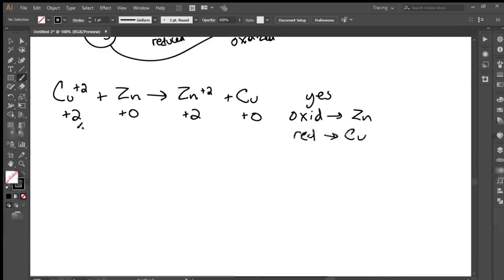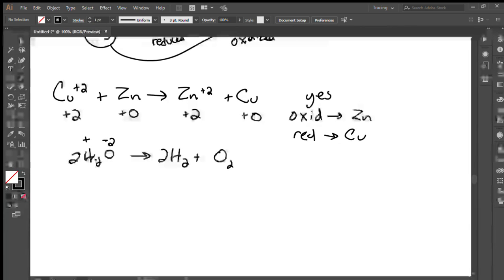Okay, let's look at the next one. 2H2O is decomposed to 2 hydrogen gas plus oxygen gas. Okay, let's look at this one. So we know oxygen has a -2 oxidation number because, treating it like an ion, it's in the 6th column, and so it wants to gain 2 electrons. Vice versa, hydrogen gives away its electrons, so it's got a +1 charge. There are 2 of them, so it balances out.